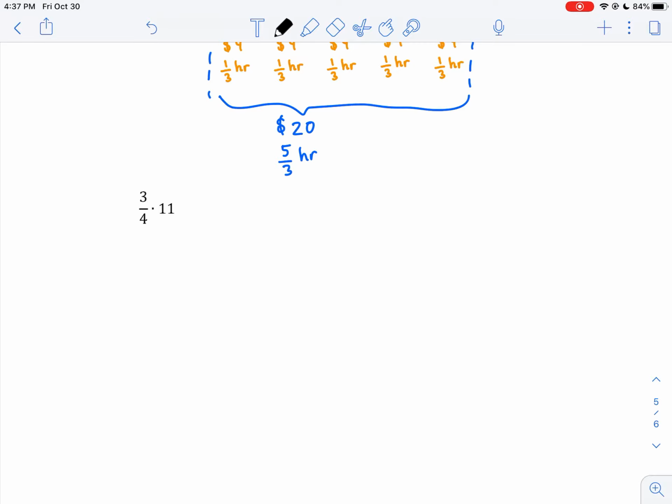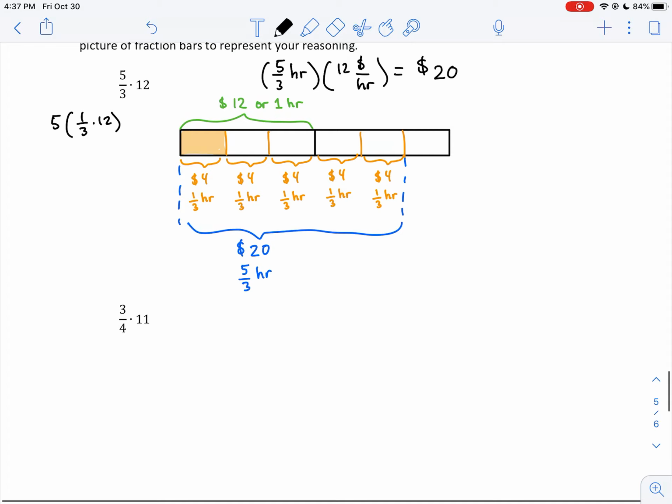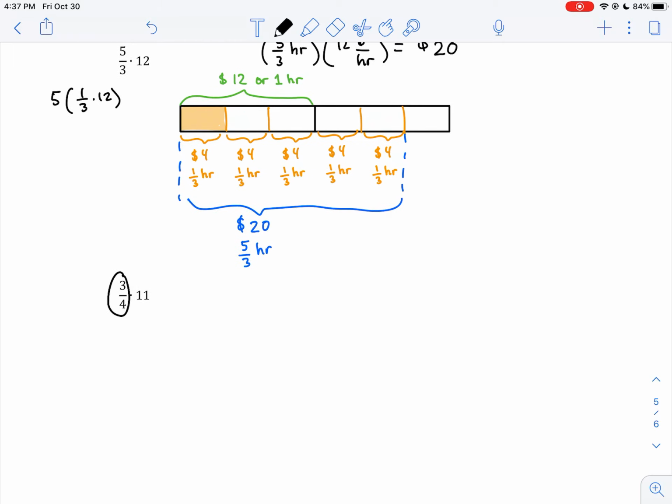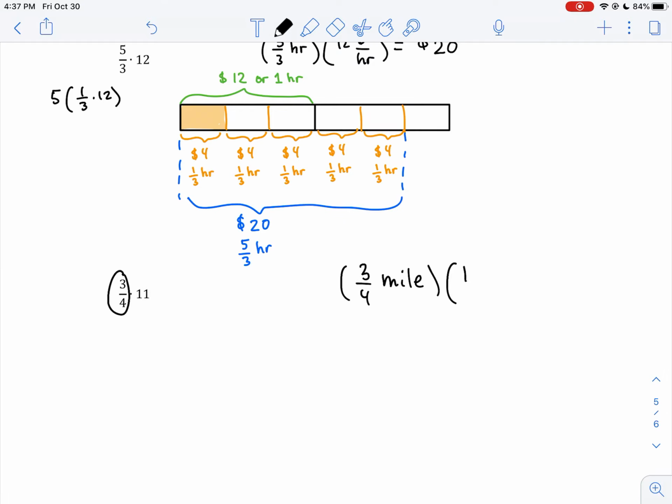Let's do 3/4 times 11. So we start with 11. Oh, we need a context. Something where we can do partial amounts. 3/4. How about, I don't know, you go 3/4 of a mile. Let's do this, yeah. 3/4 of a mile. And it normally takes you 11 minutes to run a mile. 11 minutes per mile. This will tell you how long it took to go 3/4 of a mile.